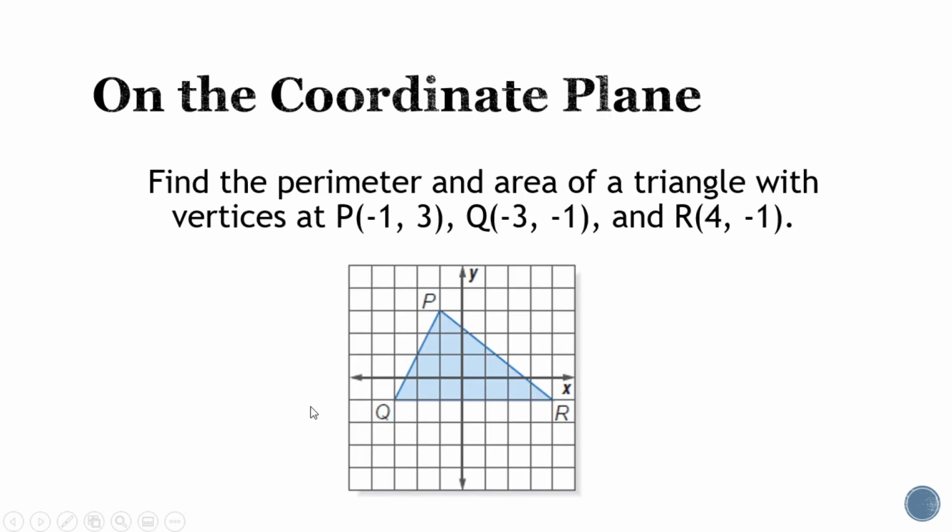Find the perimeter and area of triangle with vertices. P is -1, 3. Q is -3, 1. -3, -1. And R is 4, -1. Okay. I'll give you a chance to do this before we'll start the next video where I will give you the answer. Thank you guys so much. We'll continue on with the next video.